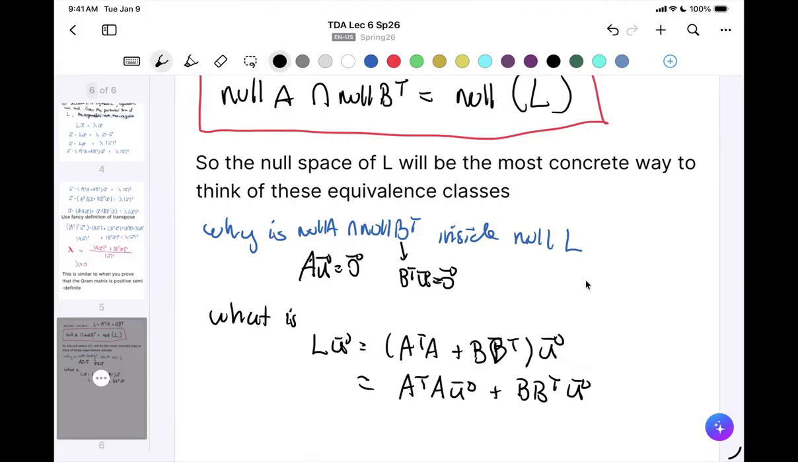As I was saying, this one is not the hard one. So that is why the null space of L contains the null space of A intersected with the null space of B transpose. And there I'm not using that A times B equals 0. A times B equals 0 will be used for the other inclusion.